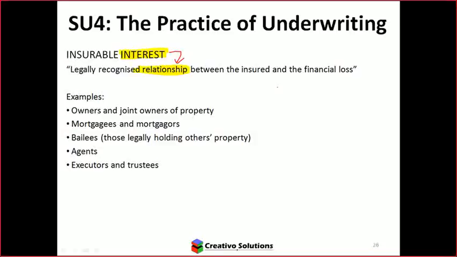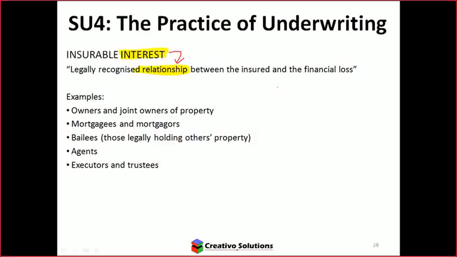So when do we have insurable interest? When we're owners or joint owners of property. If there's a mortgagee or a mortgagor, there's insurable interest, so those two parties are linked. A bailee is a form of agent. It's almost like a trustee. Bailees are similar to trustees, holding others' property. They act as a conduit, holding it on behalf of someone else. It's just a fancy word for that. Agents also have insurable interest. Executors and trustees have insurable interest.